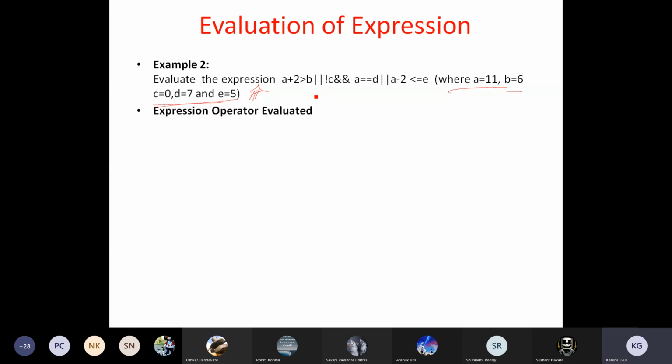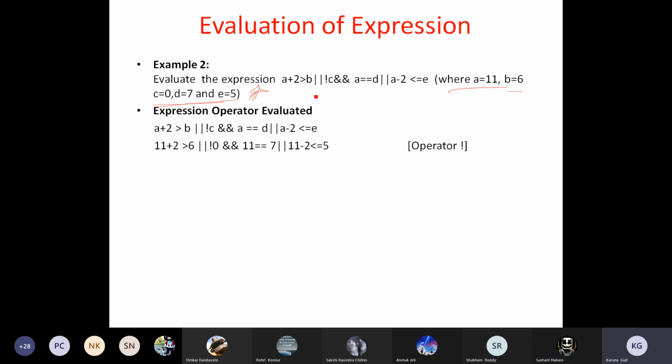How do I begin? This is the expression given to you. Replace all the variables with the given data. A is what? 11. Is this okay? Any data that I have written wrongly? So every data is correct now? A is 11, B is 6, C equal to 0, D is equal to 7, E is equal to 5. Which has to be evaluated first?